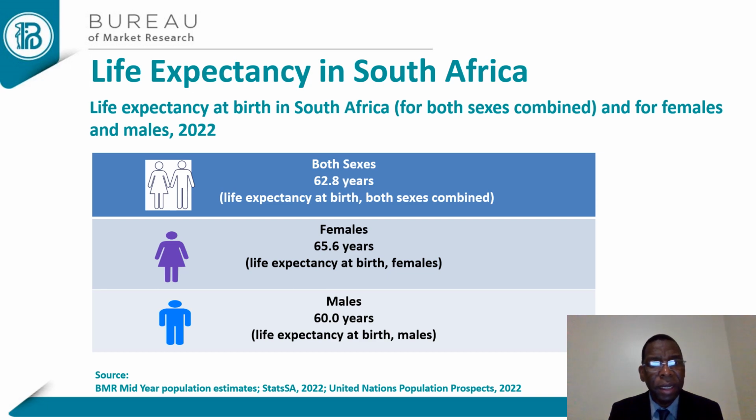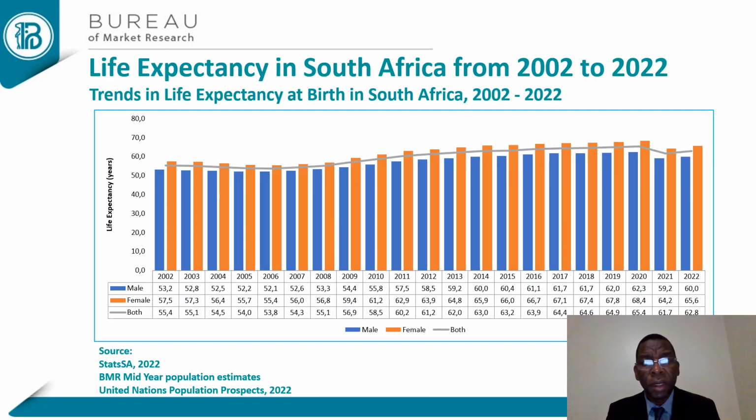Ladies and gentlemen, the life expectancy at birth is the average number of years that a newborn in South Africa is expected to live. We see from this data that there's been a general improvement in life expectancy in South Africa. However, we notice a slight dip in life expectancy over the 2 to 3 years associated with the COVID era. But generally, throughout the trend from 2002 to 2022, we see a general increase in life expectancy in the country.